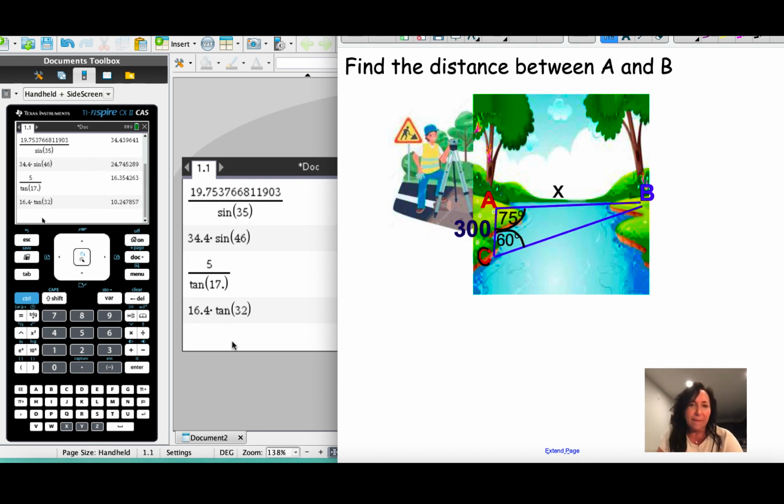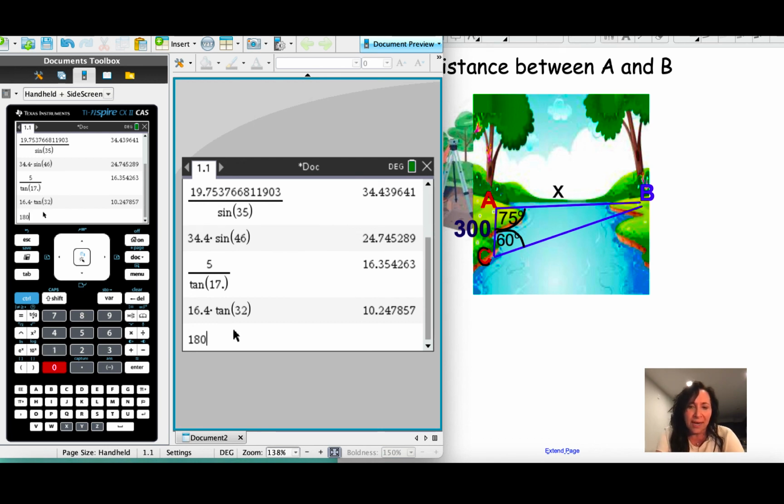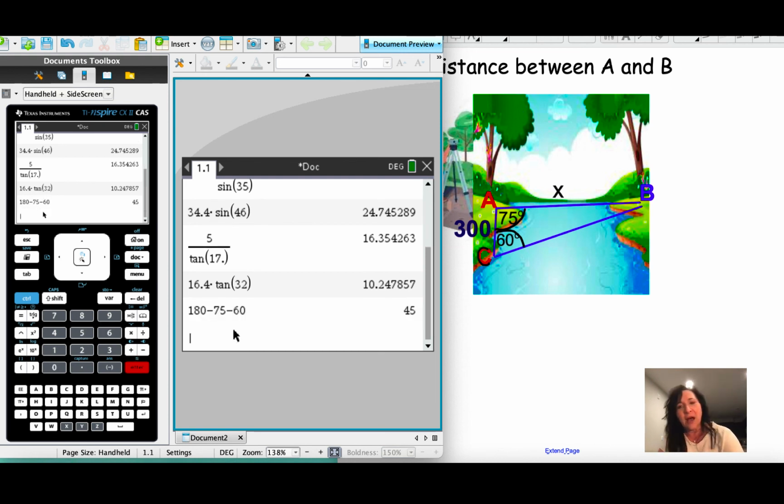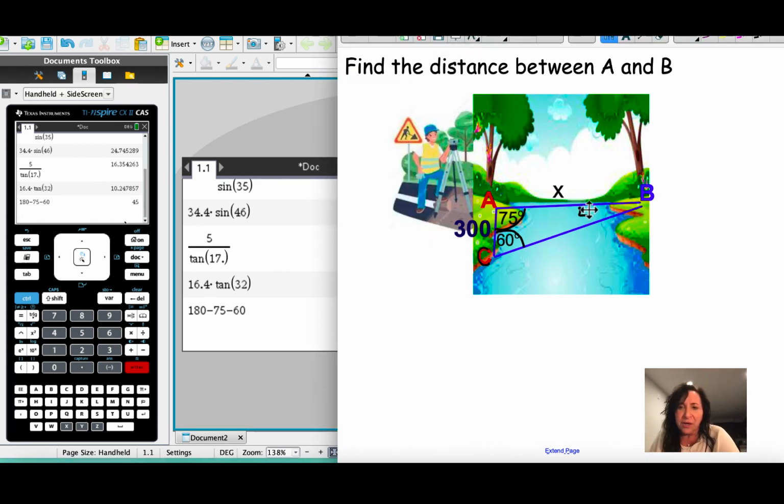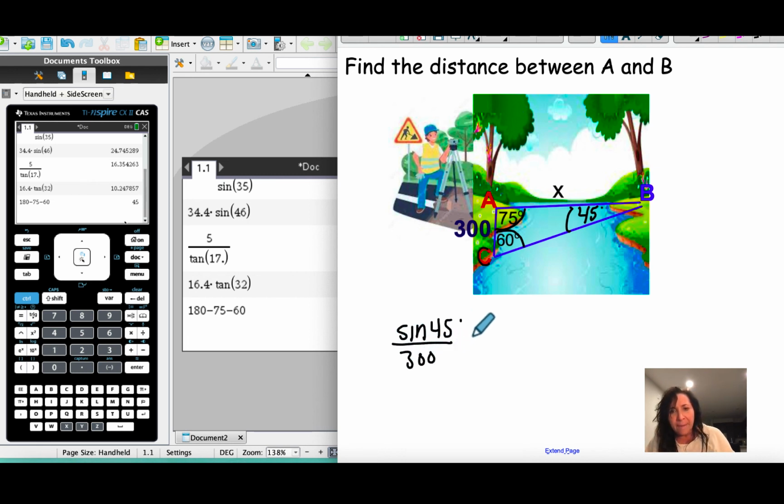And so we're going to say 180, I'm going to subtract 75, and then I'm also going to subtract 60 in order to get the other side, which happens to be 45 degrees. And so therefore this right here is 45 degrees. And so we can use law of sines because we've got the angle and the side opposite. So we're going to say sine of 45 degrees over 300 is equal to, now I want to find x, so I have to use the angle opposite that side. So we're going to say sine of 60 degrees over x.